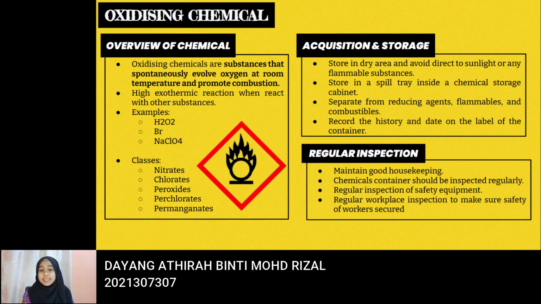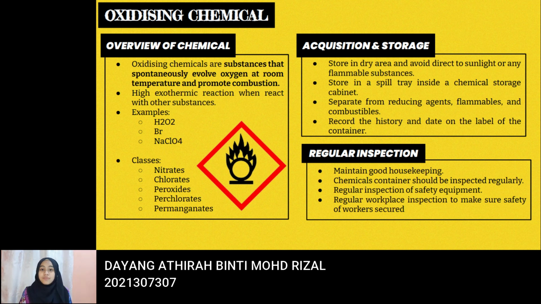What are oxidizing chemicals? Oxidizing chemicals are substances that spontaneously evolve oxygen at room temperature, and they also promote combustion. So when we talk about promoting combustion, we know that these substances support flammable substances, and they also have highly exothermic reactions when reacting with other substances, which is the process of releasing energy in the form of heat. Examples of oxidizing chemicals are hydrogen peroxide, bromine, sodium perchlorate, and many others.